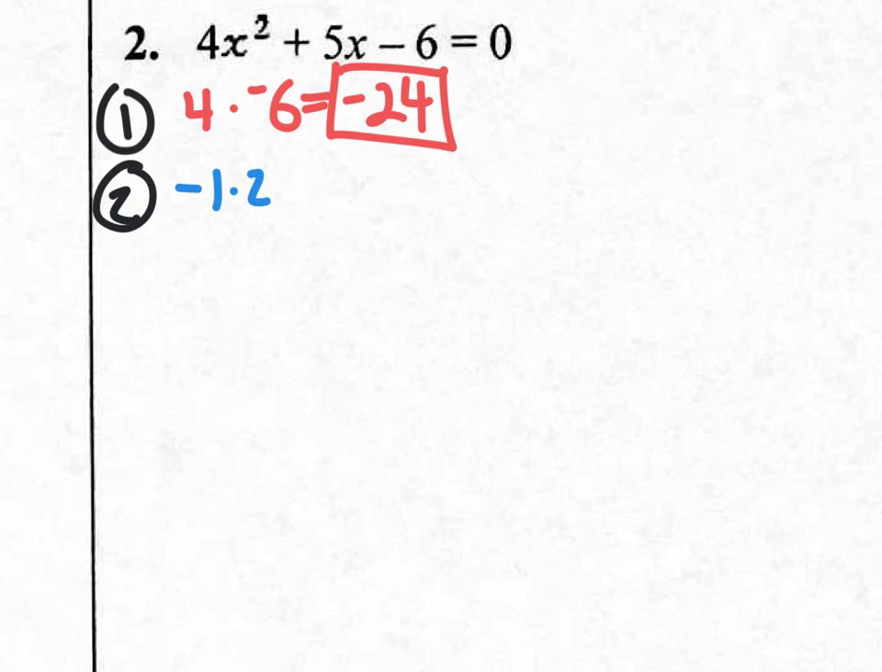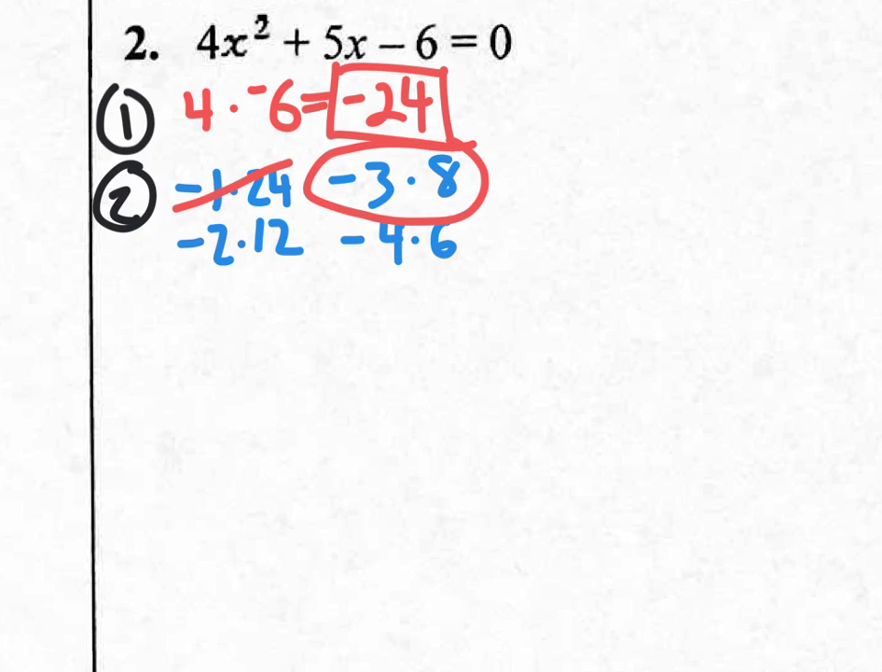Negative 1 times 24. Let's go negative 2 times 12. Negative 3 times 8. Negative 4 times 6. Those are all the possible combos of multiplication that will give you negative 24. Which pair of numbers actually combines together to give you the b value positive 5? Is it 1 and 24? No, because if you add that, that'll give you 23. Which one is it? 8 and negative 3. If you go 8 minus 3, it gives you 5, and that is the middle value b. So we're going to use this pair of numbers.